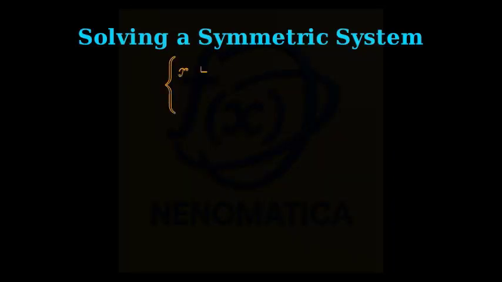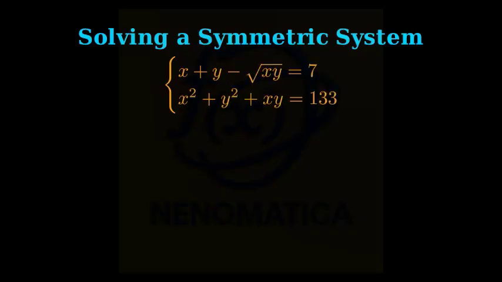In this lesson, we solve a symmetric system using a clever substitution and the difference of squares. We start with the system. Notice the left equation already contains x plus y and the square root of xy. We will try to express the second equation using the same ingredients, x plus y and xy.